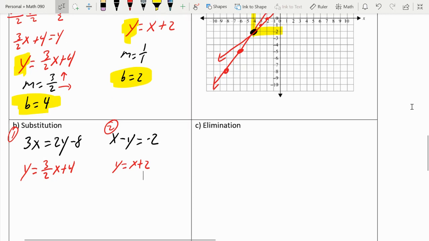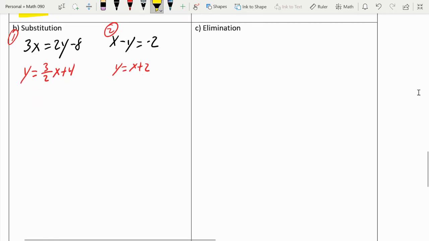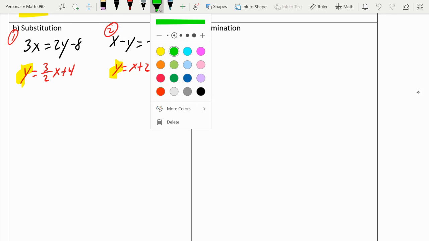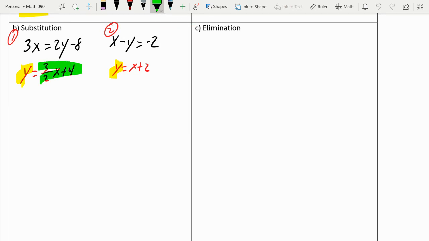Now, the thing I wanted to show you guys is since both of those equations were already solved for y, what I'm going to do is take all that mess and set it equal to that. Since the y's are exactly the same, I'm just going to put 3 over 2x plus 4 is equal to x plus 2. Because y has to be the same. So whatever y equals in one, I'm going to force it to equal what y equals in the other one.